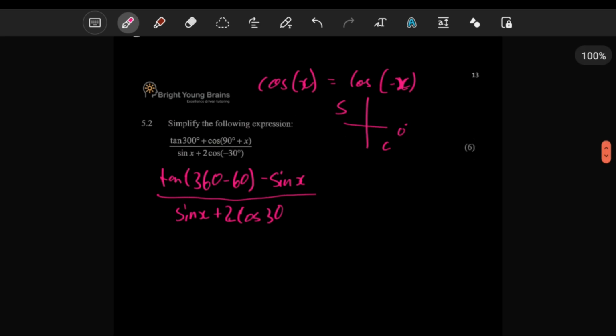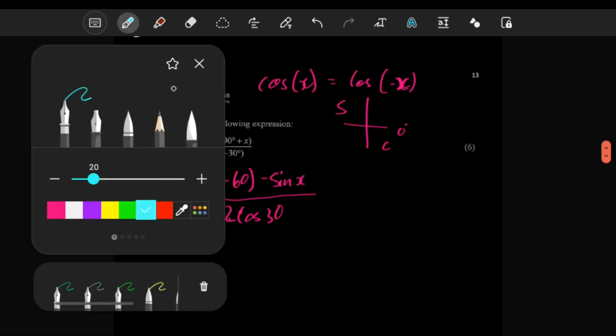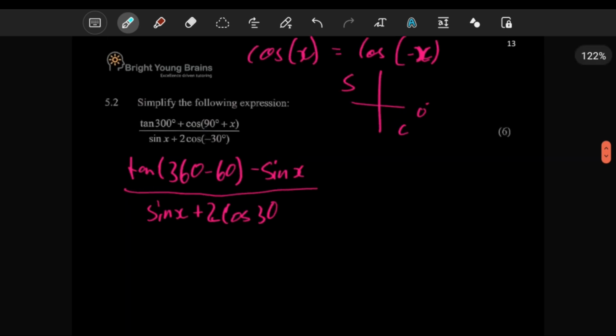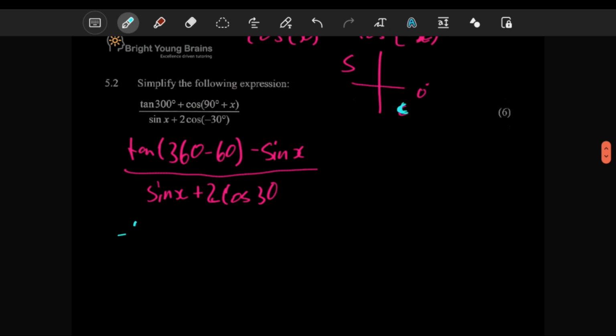Nice. So this is a 6-mark question. These questions are usually the easy ones, because they're just giving you a lot of marks for doing basics. So it's 360 degrees minus 60. You end up in the quadrant where cos is positive, so it's going to give you a negative cos 60 minus sin x.